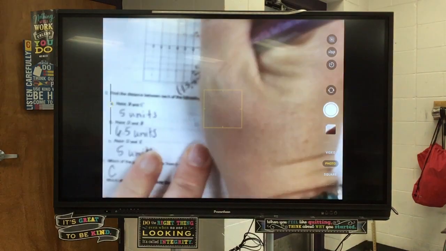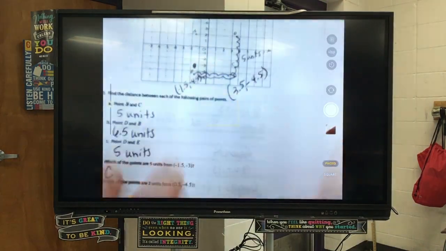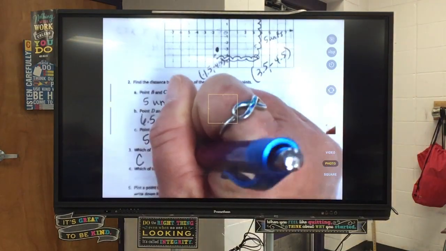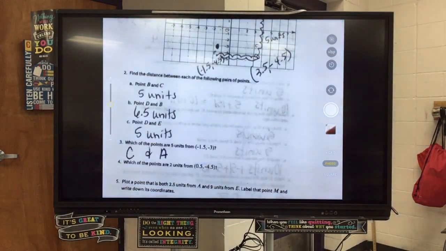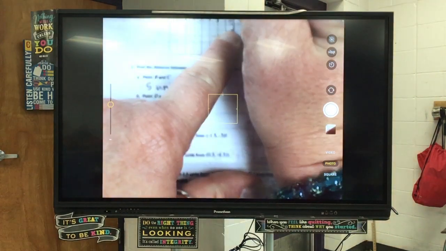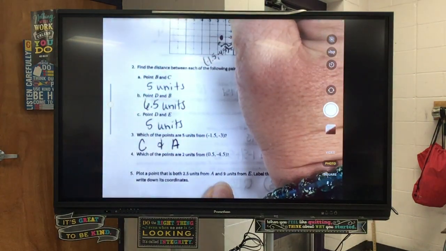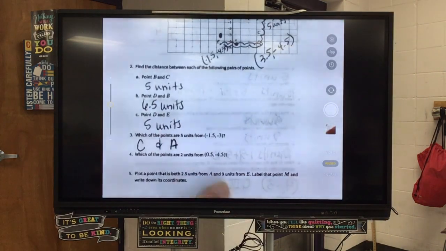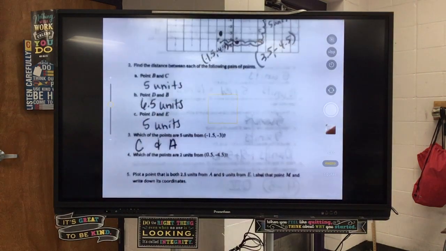Because technically the point is supposed to be right there. Gabby? A. So C and A are actually 5 units from both of these. All right, which of the points are 2 units from -4.5? So half is here, and then -4.5 is right there. So which one is 2 units from that?